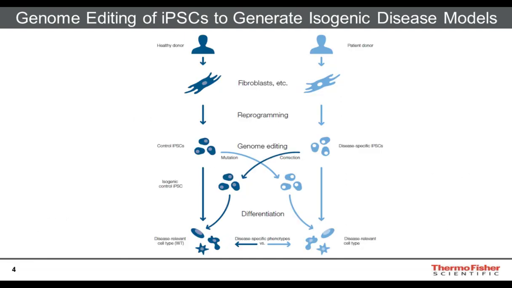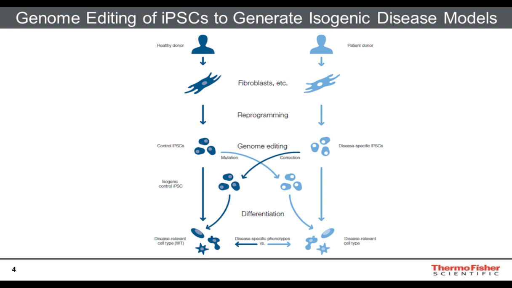So today my presentation is going to focus on the new innovations we have around genome editing in pluripotent stem cells to generate isogenic disease models. Typically when you're talking about isogenic disease models, you're always thinking about comparing a healthy donor with a patient donor. However, there is high variability between different patients. So with genome editing, we can actually get around that now.